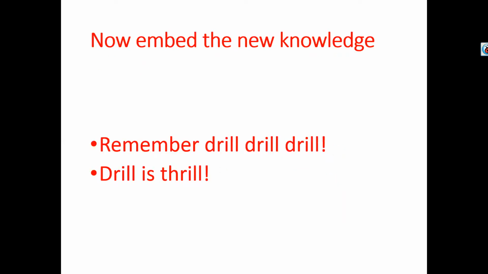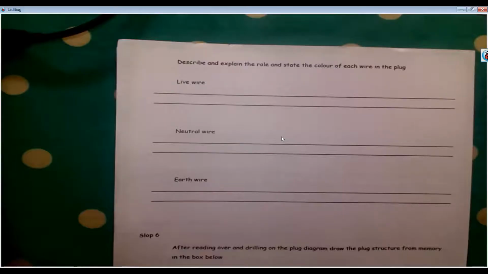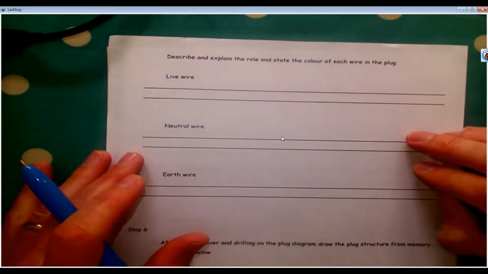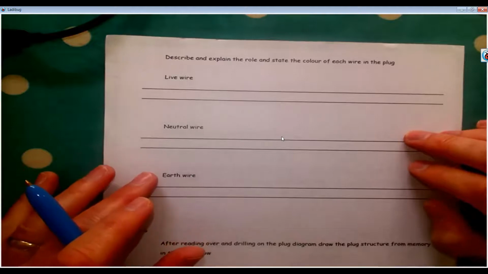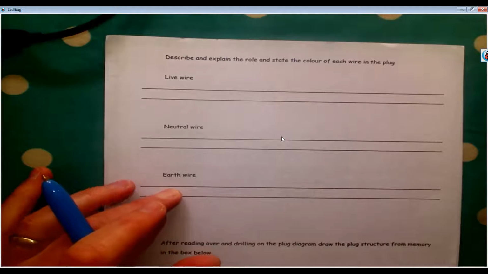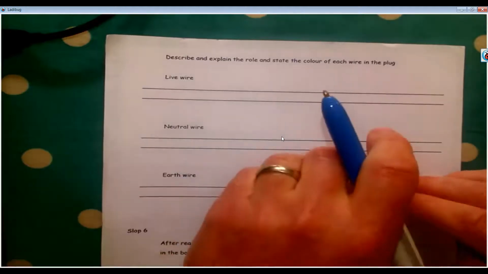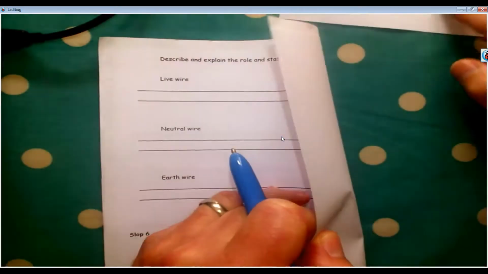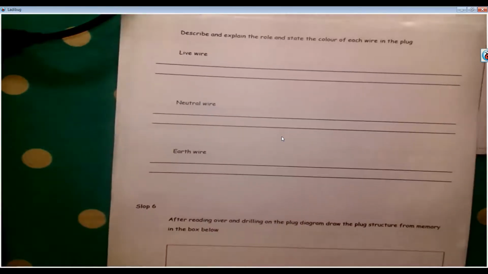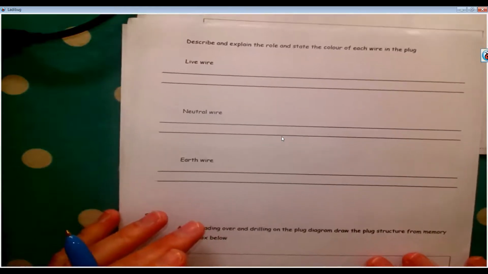So again, we're going to do a little bit of modeling under the camera before we drill on that information. And here we have it. So the live wire, what color is it? And what is the role of the live wire? These are all things that we want to know. So get your pen and paper ready and get ready to write down any notes that you need. And we'll get started then on that.